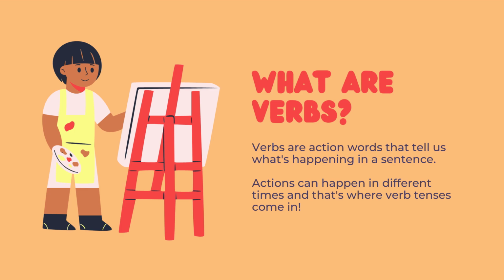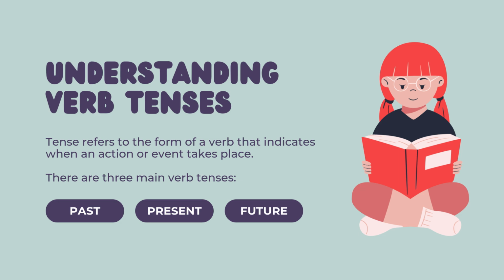What are verbs? Verbs are the action words that tell us what's happening in a sentence. Actions can happen at different times, and that's where verb tenses come in. What do you understand by verb tenses? Verb tenses are categorized in three main branches. The first one is past, the second is present, and the third one is future.